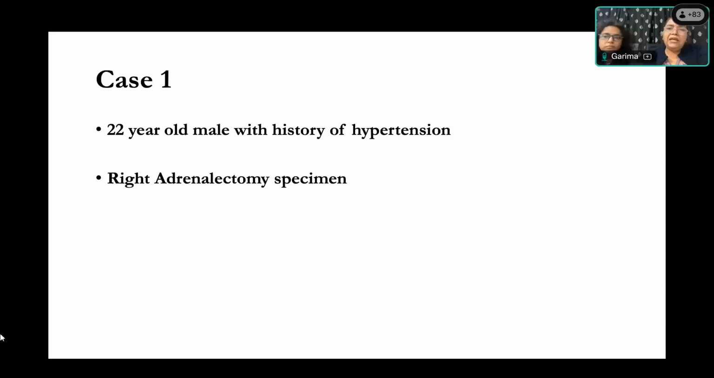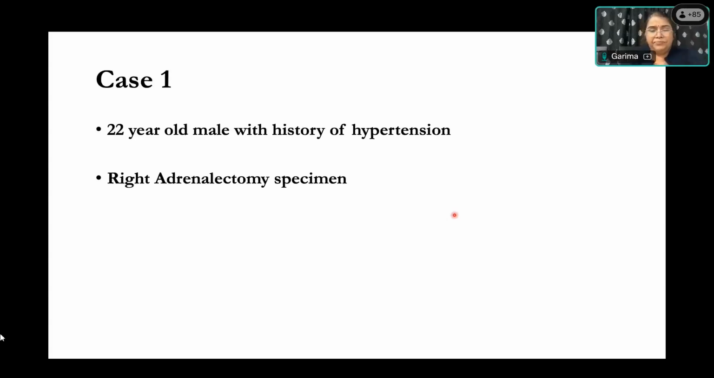See, it's not a class, it's just an interactive session. We are here to tell you, from our little experience, how we approach a case. Suppose you get this history. Before we move on to the slides or the specimen, what comes to your mind?